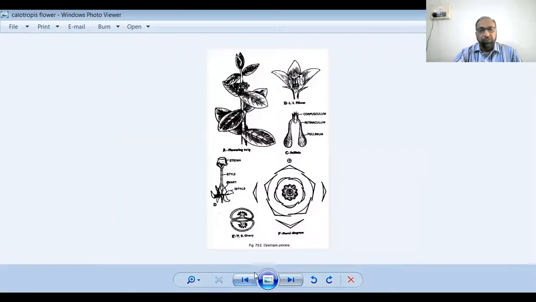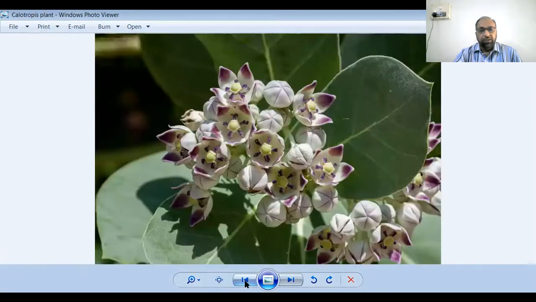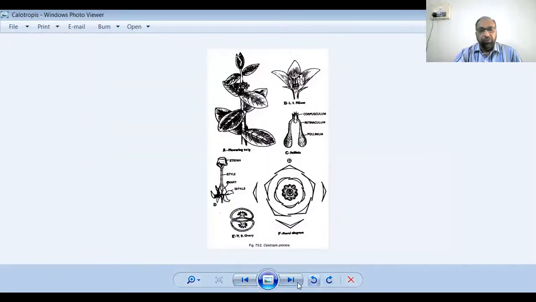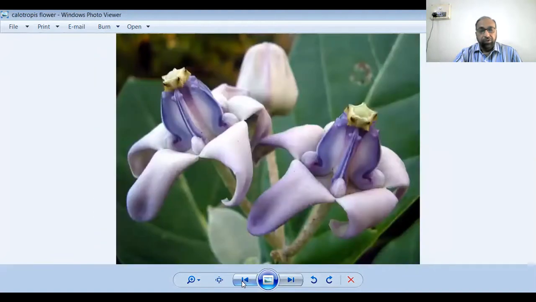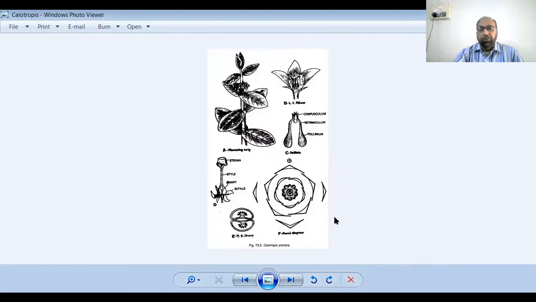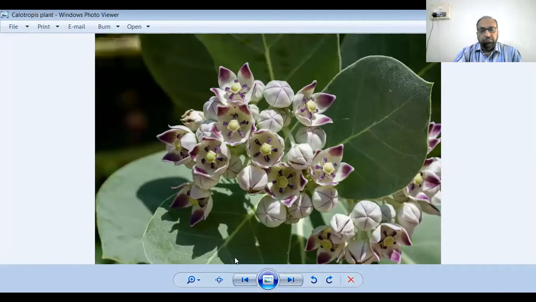Then apart from this, you will find a particular type of fruit is also present, and that fruit has a follicle type of condition. In case of the follicle, you will find that after dehiscence they open from the dorsal side, and then the seeds spread in the atmosphere. So like that, this plant species is very common in our atmosphere.